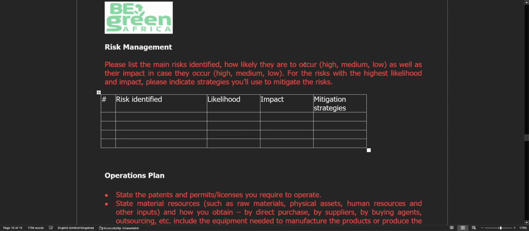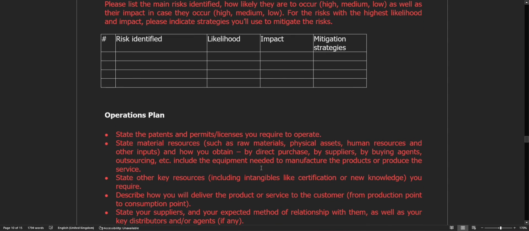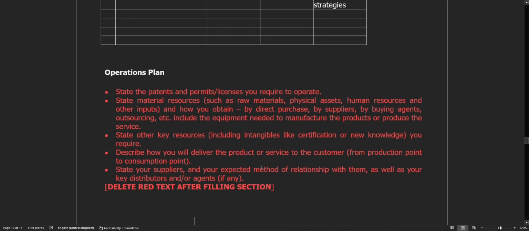I can define that I'm using a scale from 1 to 10. You define it first. This is the parameters I'm using, but here they state it clearly: high, medium, low. But if you don't want to use high, medium, low, define the parameters first and use the likelihood. Then the impact: how would it impact your business? Will it kill the business completely? In case it occurs, what will it do? Then the mitigation strategies: what are you doing to avert the effect or the impact of this risk, or to prevent the risk from happening at all?